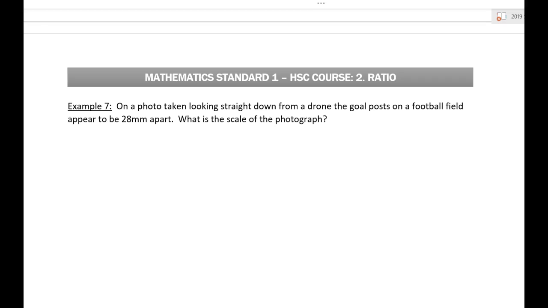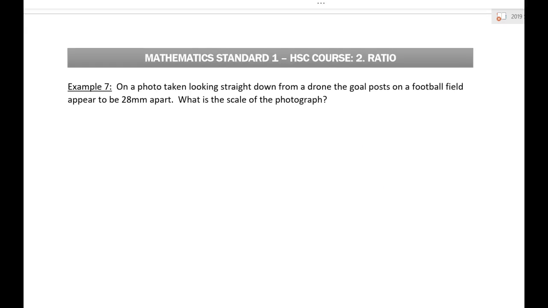Let's say I've got a photo that I took from a drone pointing straight down. I can see the goalposts on a football field and they look like they're 28 millimetres apart. What's the scale? Well, the goalposts on a football field should be how far apart? 100 metres. So my actual size is 100 metres, or 100,000 millimetres. So 100,000 divided by 28, millimetres divided by millimetres. I'm going to need my calculator here.